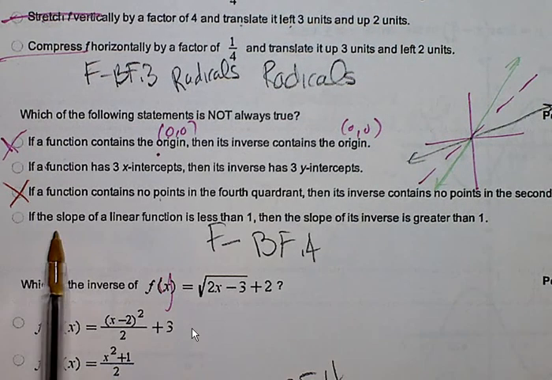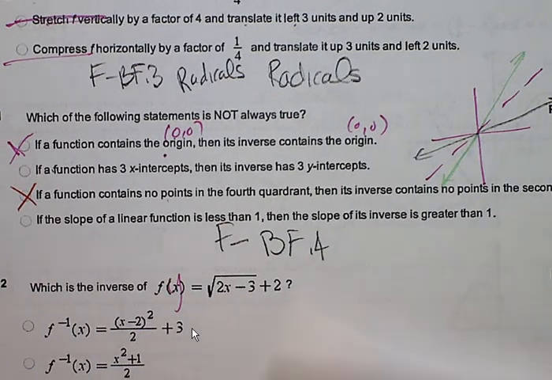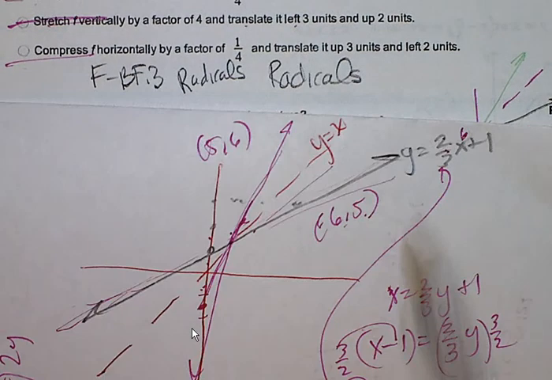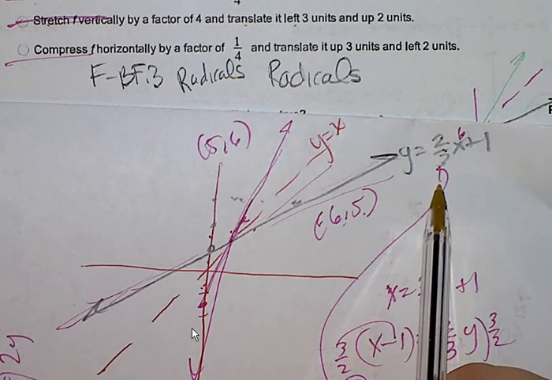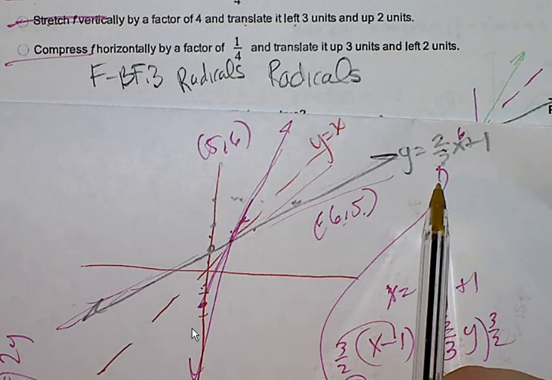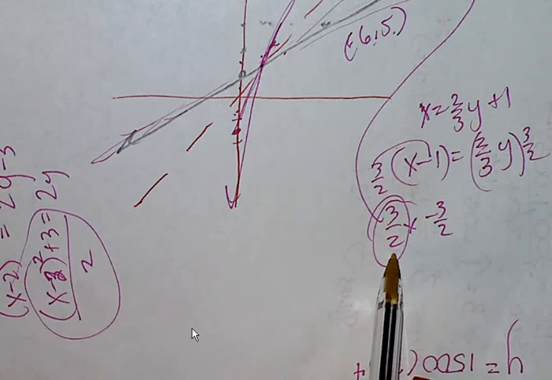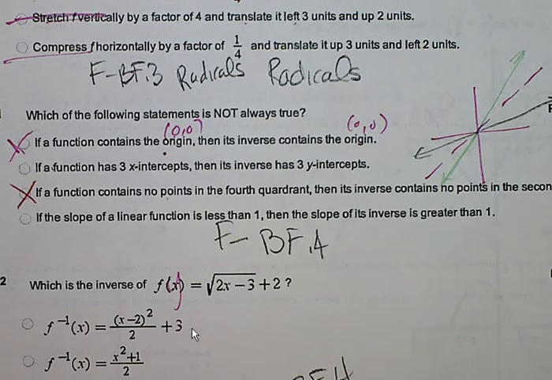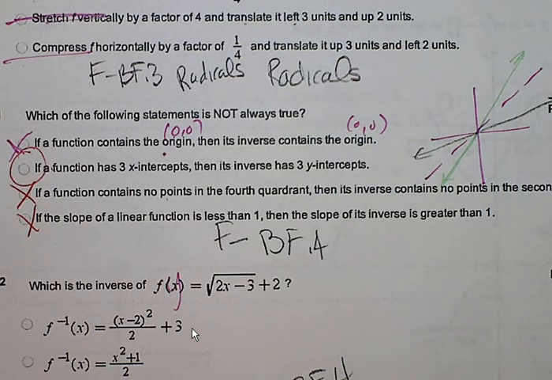The slope of a linear function is less than 1. Let's look back here. The slope of a linear function is less than 1. This is true. 2/3 is less than 1. Then the next part says that the inverse will have a slope that's greater than 1. Do you agree 3/2 is greater than 1? That's true. So what's the only one that can be false? It would be the second one. If a function has 3 x-intercepts, then its inverse will always have 3 y-intercepts. Not always true.